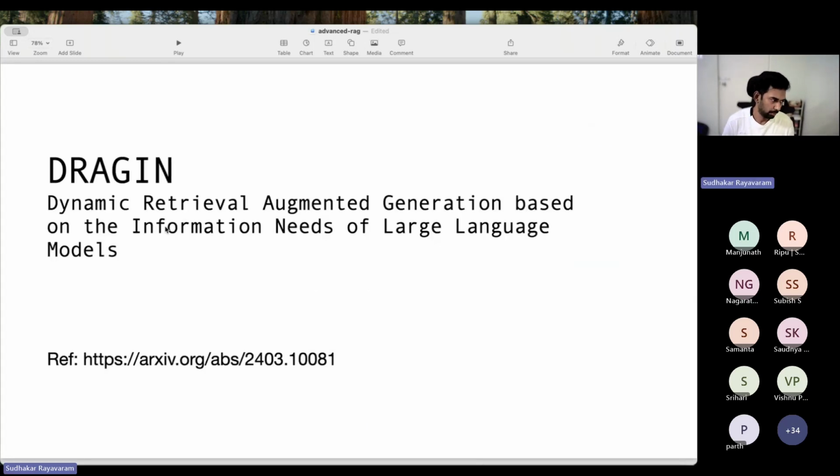The next one is DRAGIN. DRAGIN is another white paper on dynamic retrieval augmented generation based on the information needs of the large language model. What it does is actually very interesting. I feel this is a lot more impressive. Well, you don't need to compare; everything has its advantages, but I'll explain why I'm excited about this.